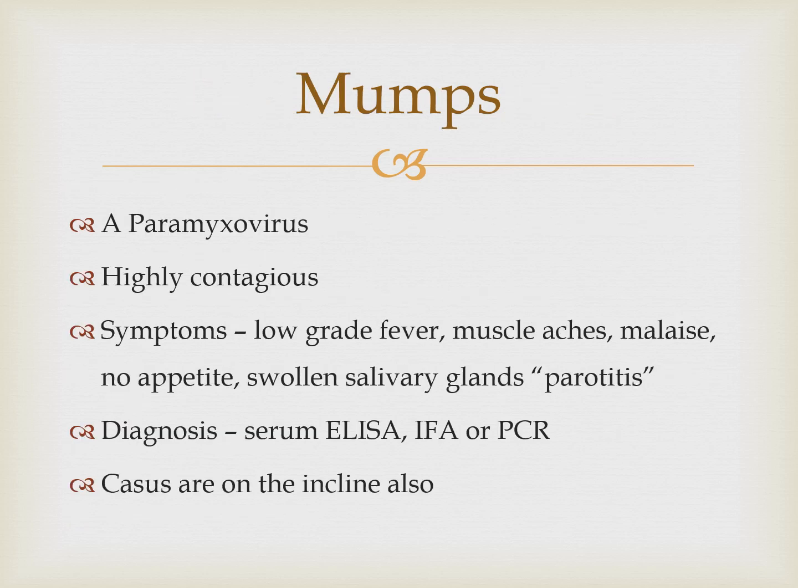Mumps is a paramyxovirus as well. It is highly contagious. Symptoms would be low-grade fever, muscle aches, malaise, no appetite, swollen salivary glands, and that's known as parotitis. Even with a vaccine, there are cases of mumps that still occur. You get it from close contact with other people that have mumps, and you can even get it sometimes with the vaccine. And cases are on the incline for mumps as well.